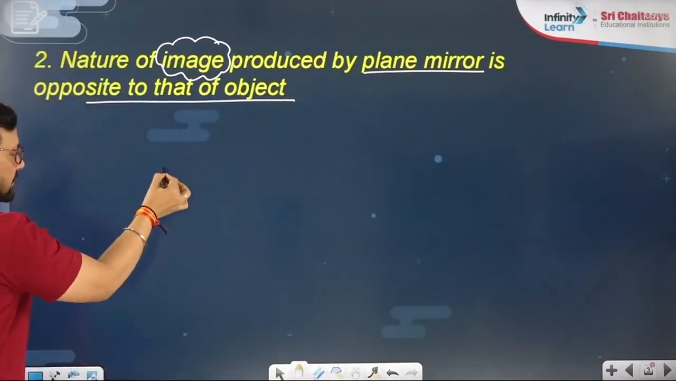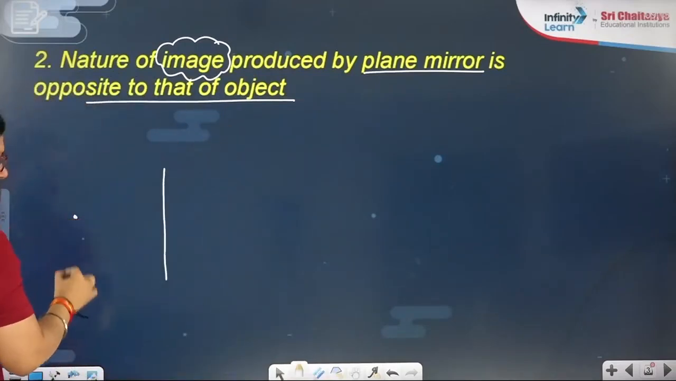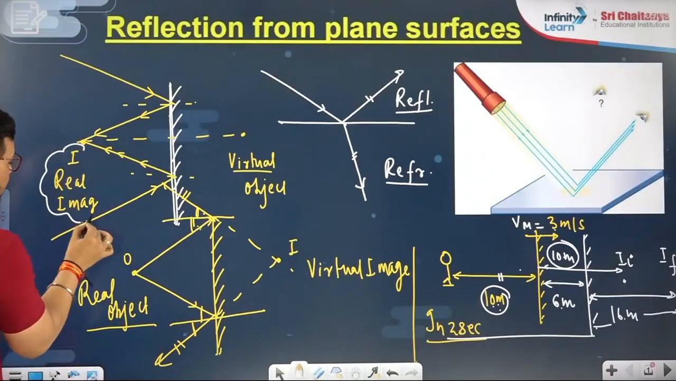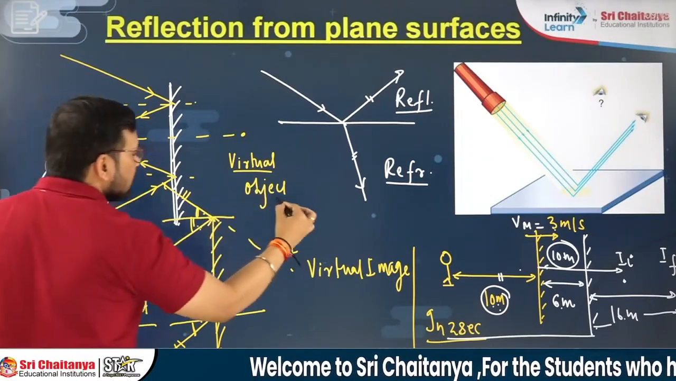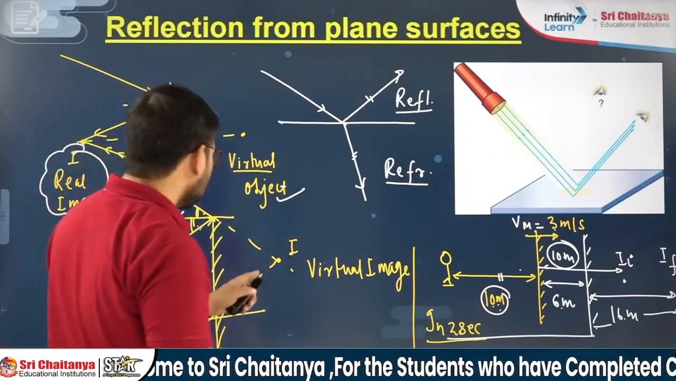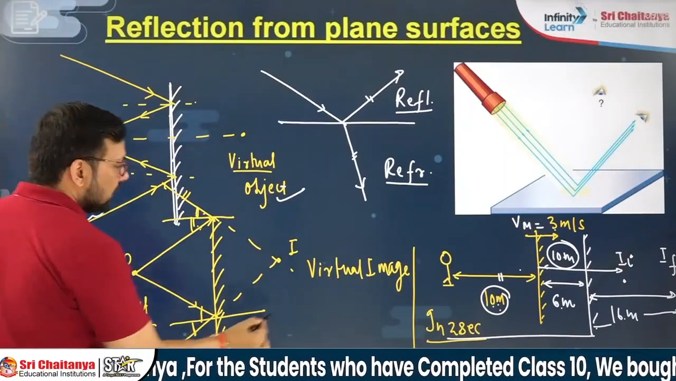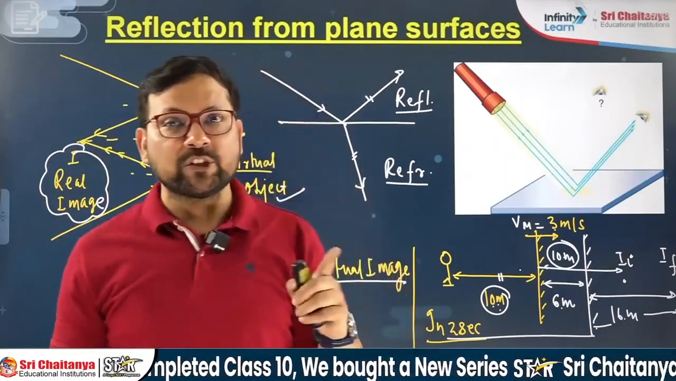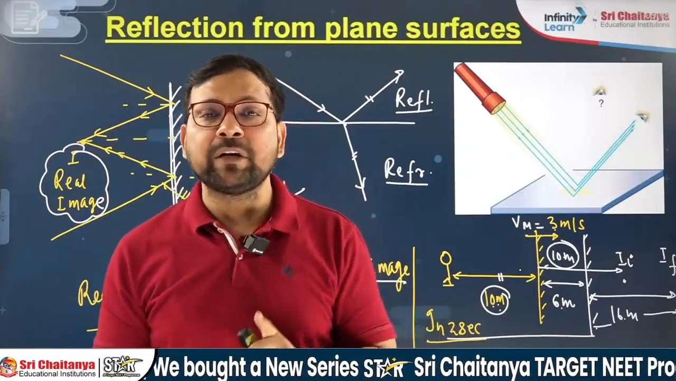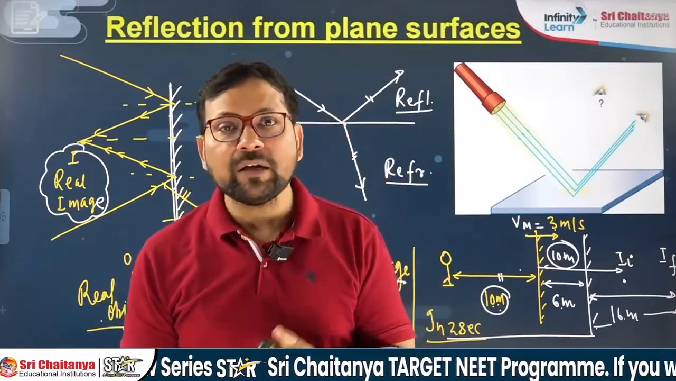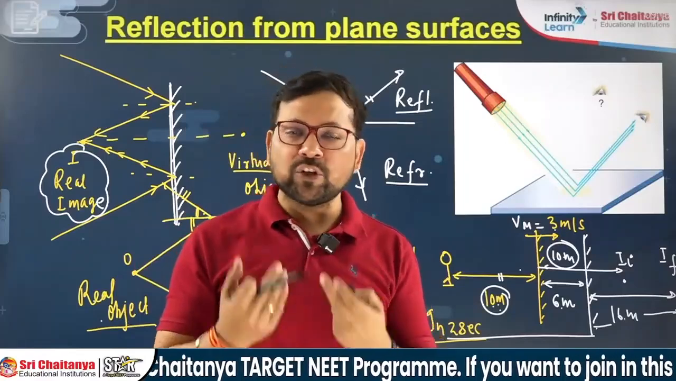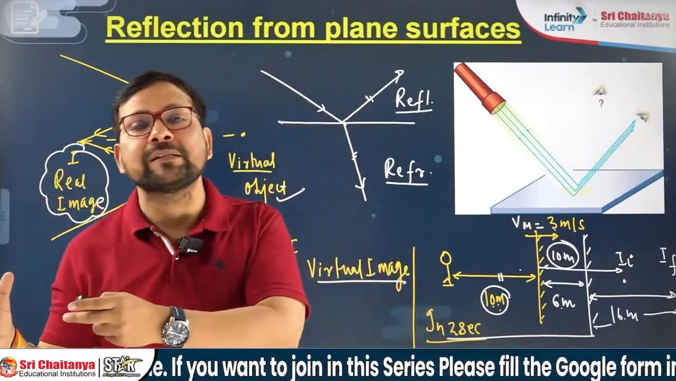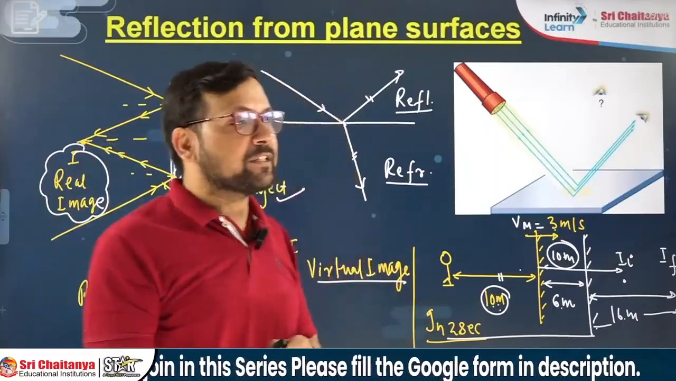We have already discussed an example of that. You can see in the previous example, when the image is real, the object is virtual, and when the object is real, the image is virtual. So image and object will always have opposite nature. We should not keep in mind that a plane mirror always forms a virtual image. That would be wrong. The nature of the image depends on the nature of the object, and whatever nature of the object is given, we just reverse it. That will be the nature of the image.